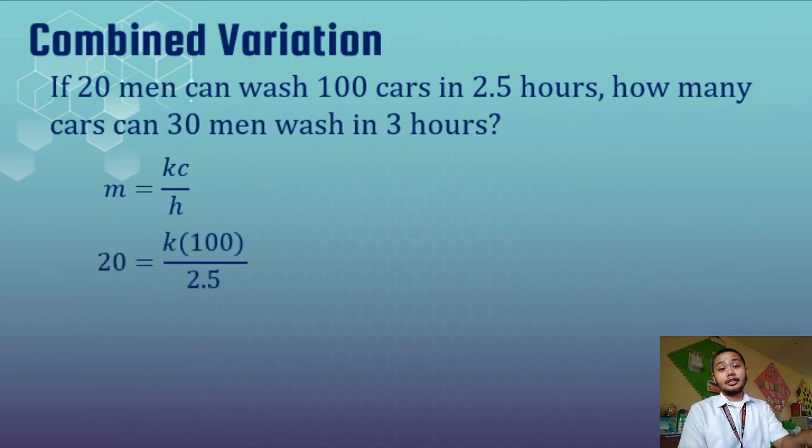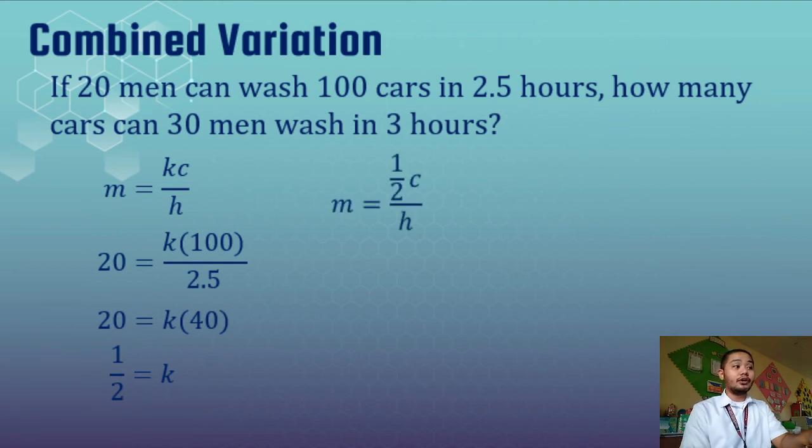As you can see on our screen. Solving for this one, yung nasa right side, 100 over 2.5. Kapag inoperate mo yun, that would be 40. So we will have 20 is equal to K times 40. Solving for K, syempre, divide both sides by 40 and that would be 1/2. So, palitan yung K ng 1/2. So, yung equation niyan natin, yung equation of variation, that would be M is equal to 1/2 C over H.